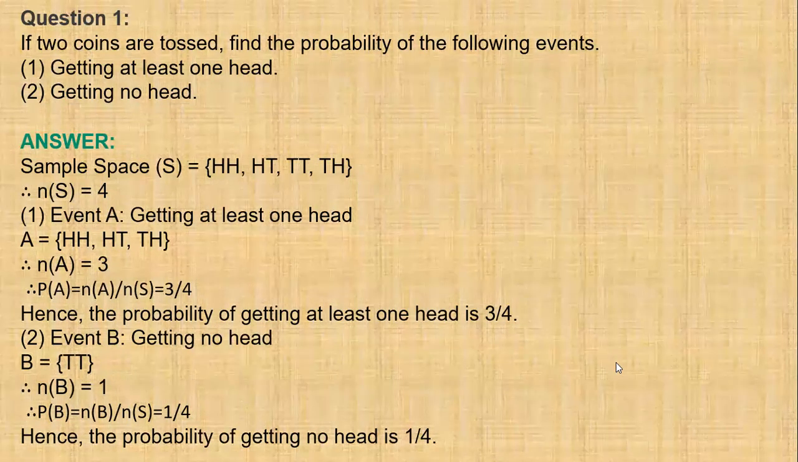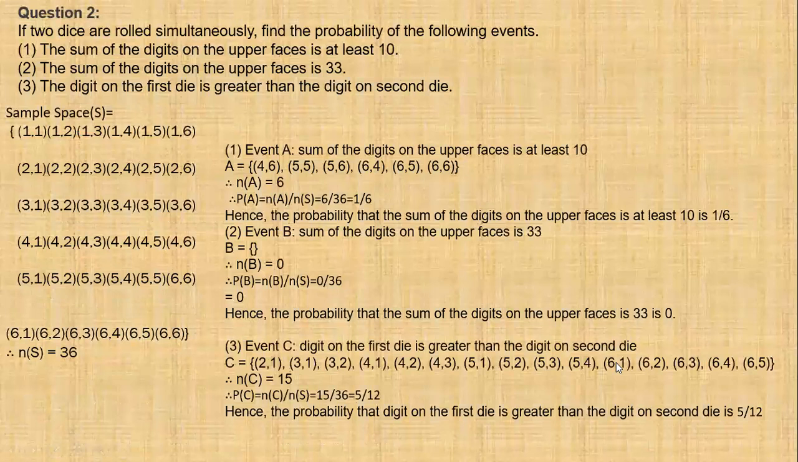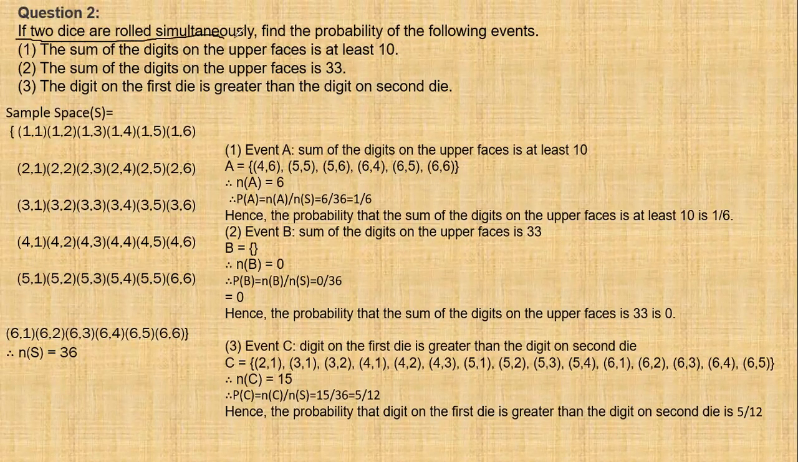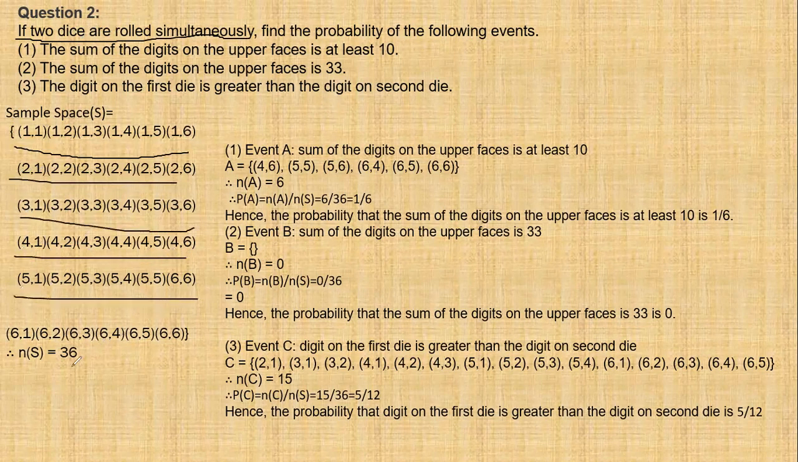Now let's look at the next one, the second one. You can see what is given there. If two dice are rolled simultaneously, we know the sample space of two dice rolled simultaneously. So this is the sample space. We write this down as it is. So the total number of S is 36.